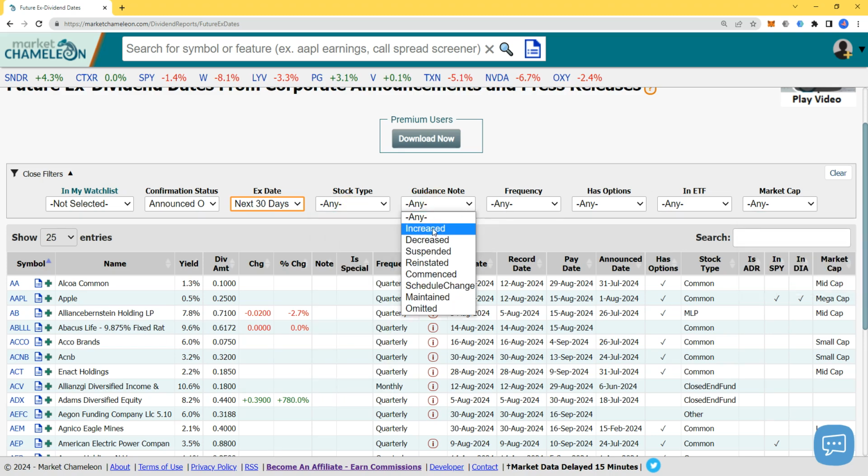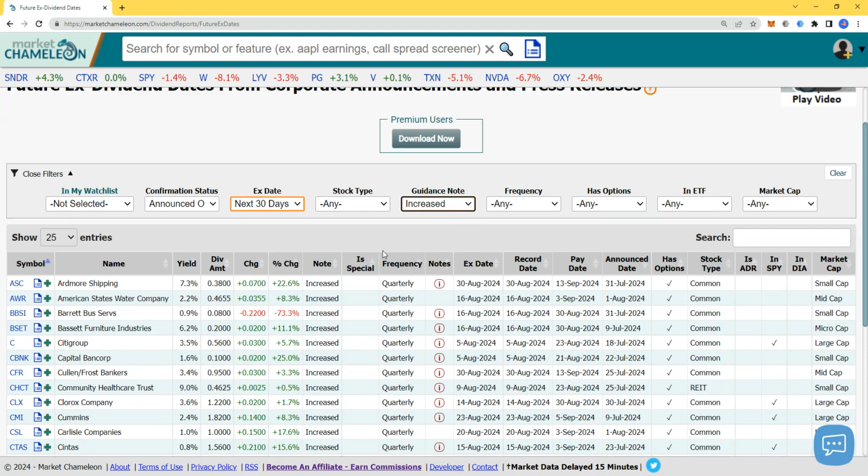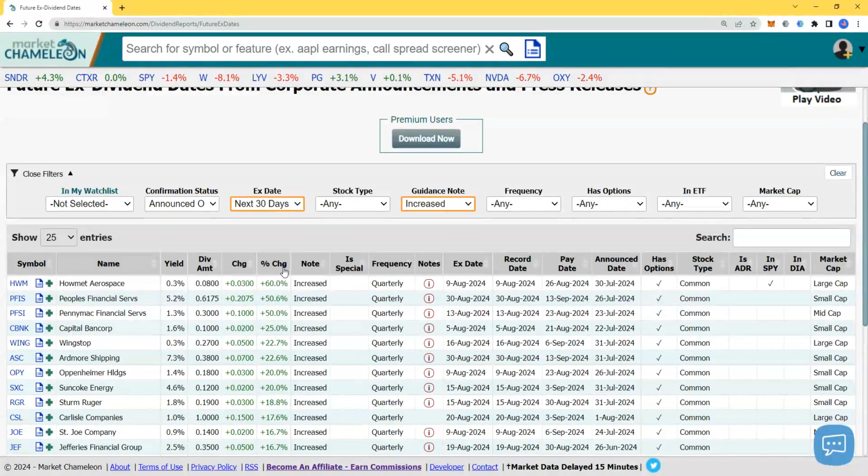I'm gonna change this to increase. Okay, so that's like a healthy stock that even when the market goes down, they increase the dividend. But in here, we're gonna do a little change. Okay, click here on the change percentage. We're gonna check the other one. And this gives me a couple of options.